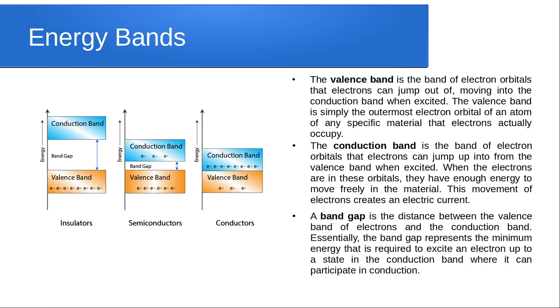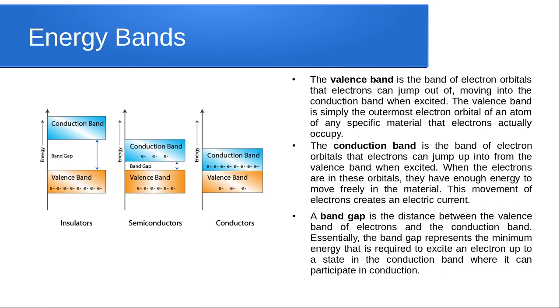Another constituent is the conduction band. The conduction band is a band where the electrons can jump from the valence band when excited. When the electrons are in this band, they can move freely. This free movement creates the electric current. Or in other words, if there are electrons in the conduction band, the element will act as a conductor.